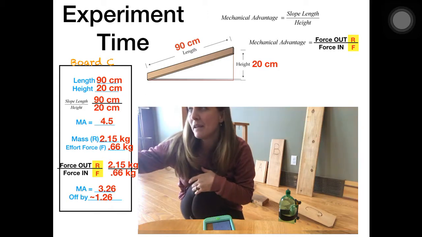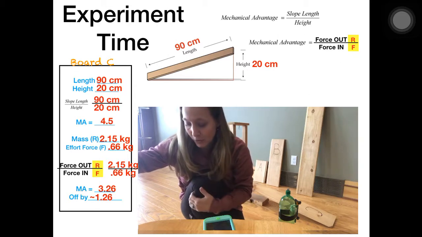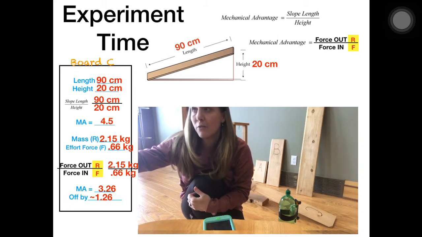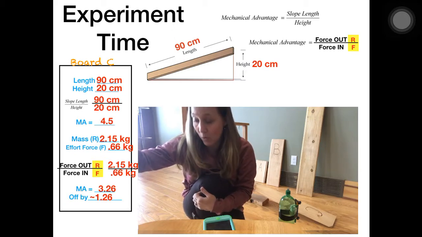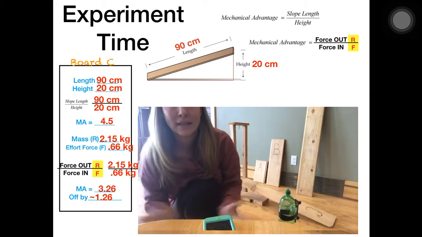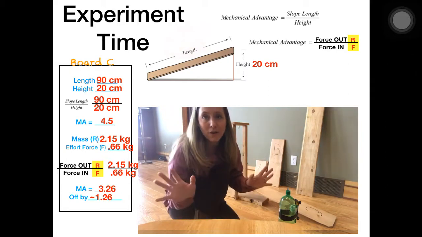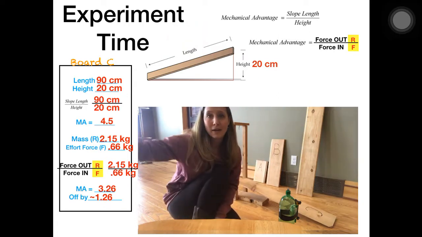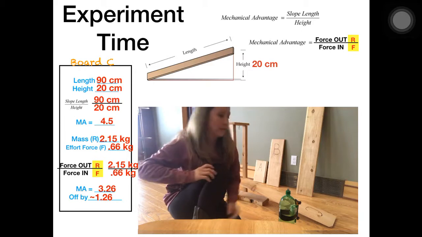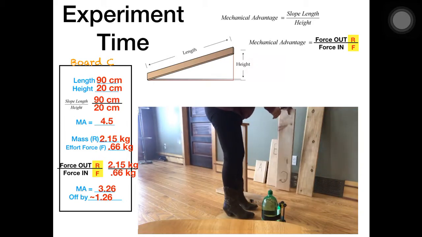Wonder what's happening here. Okay, so if you didn't, make sure you filled in your mechanical advantage of 3.26, and then make sure you fill in that we are off by 1.25. Let's go ahead and we're just going to keep going. You're going to keep going, and then we're going to figure out things once we get to the end. Okay, so let's go ahead and do board D. I'm going to move board C out of the way here.